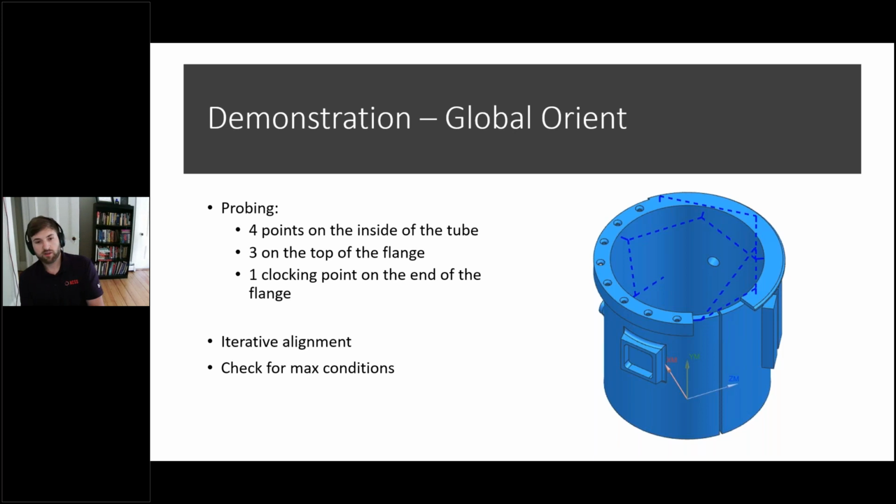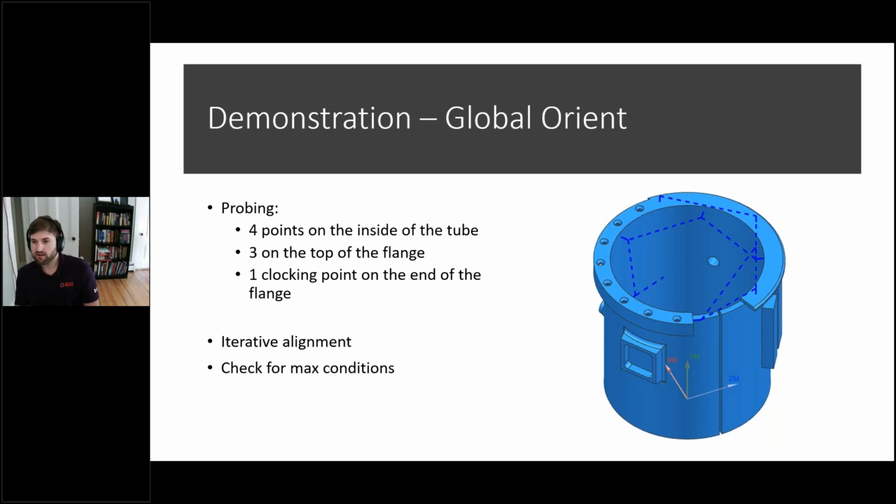So I'm going to get into the demonstration, but first I'm going to talk about what you're going to see in that demonstration. This is the part we're going to see. It's a long tube with a flange on top. The part I have is going to be deformed a little bit from what you see here, and we're going to move it off in space from where it was nominally programmed, so you can see NCT adjusting the program. First, we're going to start with a global orient to figure out where that part actually is in space.